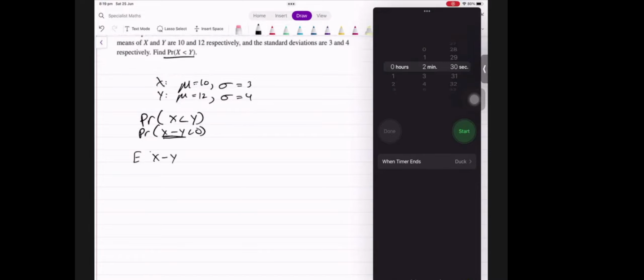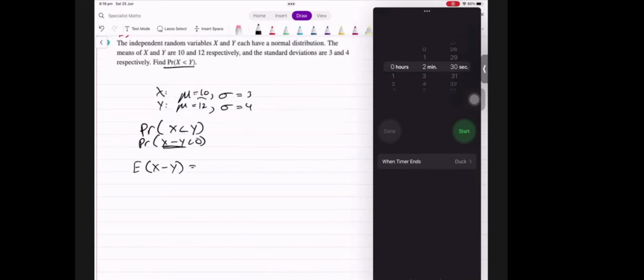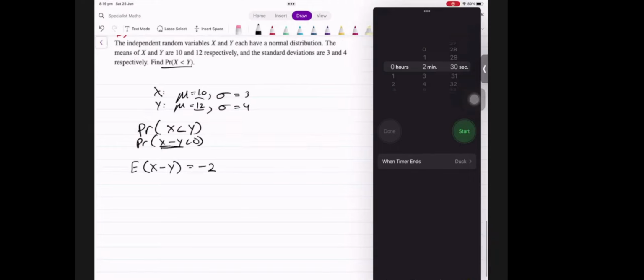So let's get the expected value of it. The mean of x is 10 minus 12, which is -2. Now we want to get the standard deviation. So first we get the variance. This one's something you need to be careful of a lot as well.